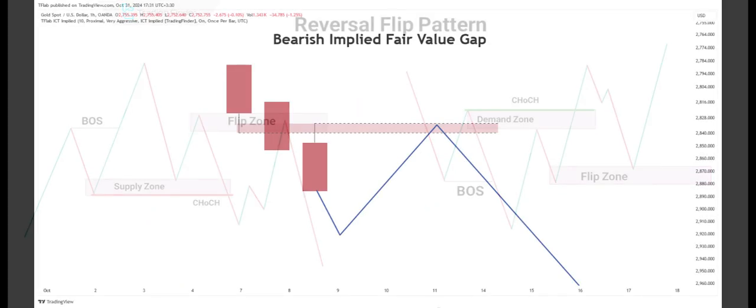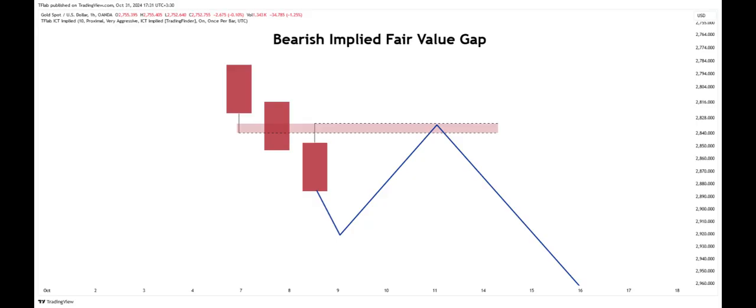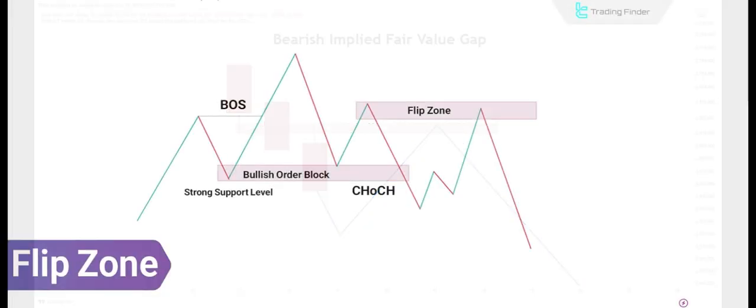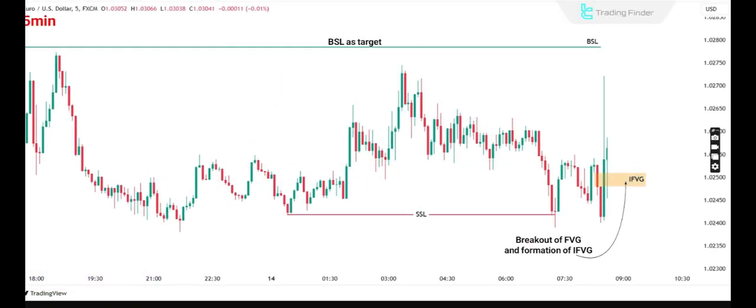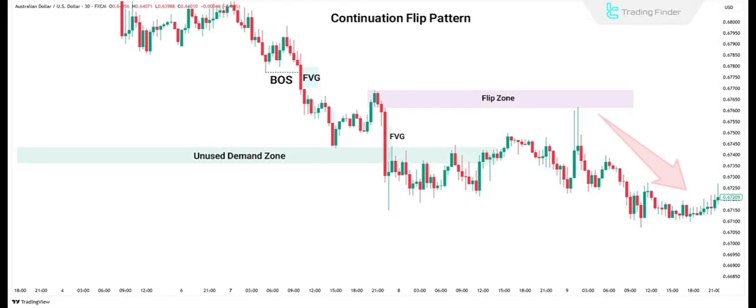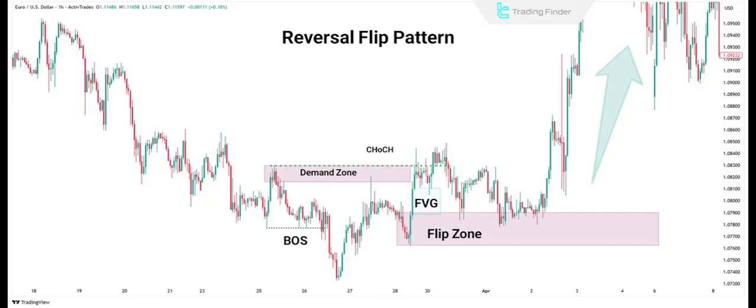Number 2. Observe the break with strong impulse and imbalance/FVG. The break must be decisive and fast, accompanied by imbalance or an FVG, confirming large order flow and market ownership change. This increases the chance of price returning to fill the void.